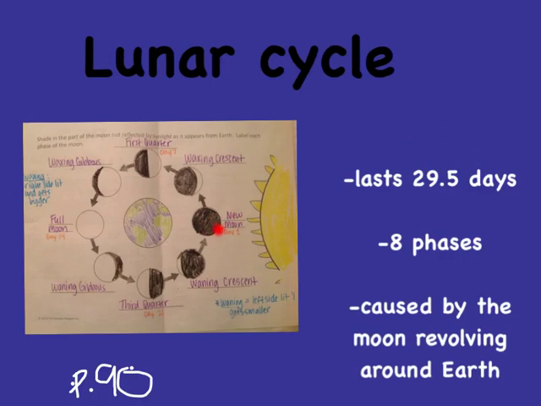So maybe I start with a new moon, and then the next time I see a new moon is going to be 30 more days. So that's what I mean by how long it lasts. At whatever phase I observe, 30 days later is when I will see that phase again. So, for example, if I see the first quarter, then 30 days later, I'm going to see another first quarter.